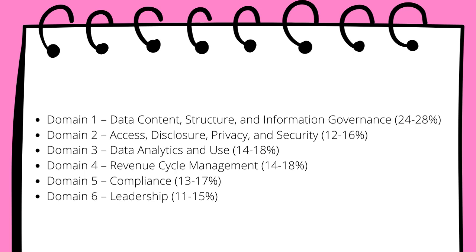And you have domain 4, which is revenue cycle management, and that's 14 to 18%. You have domain 5, which is compliance, and that's 13 to 17%. And you have domain 6, which is leadership, and that's 11 to 15%. So these are the 6 domains that you will have on your exam.